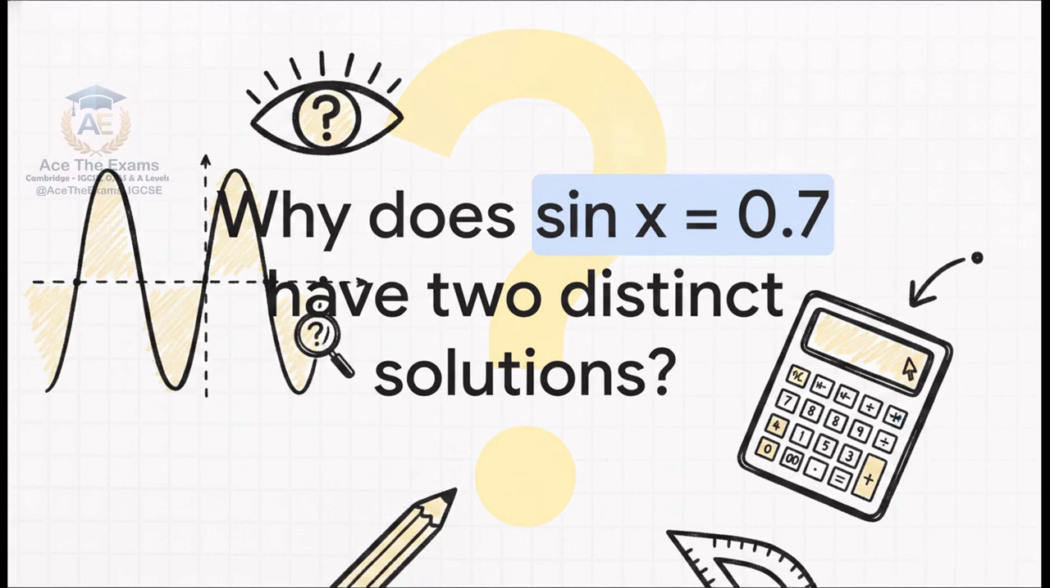The assessment asks, referring to the graph, explain why the equation sine x equals 0.7 has 2 distinct solutions between 0 and 360 degrees. If you type inverse sine of 0.7 into your calculator right now, it's only going to give you one single answer, roughly 44.4 degrees. But the command word is explain. The Cambridge examiners want you to show them that you understand the whole picture. How do horizontal intersections actually work on a continuous wave?